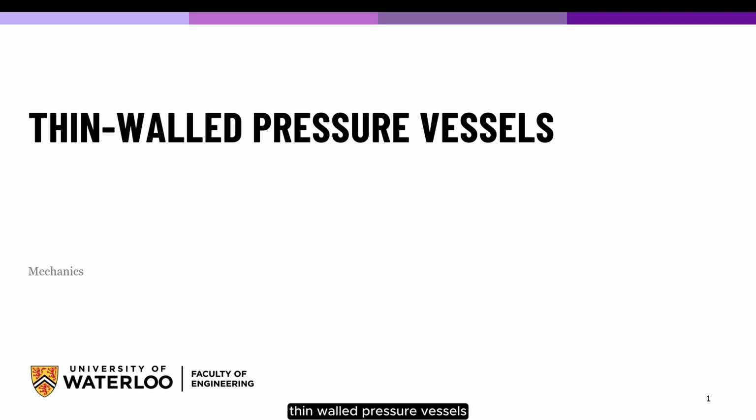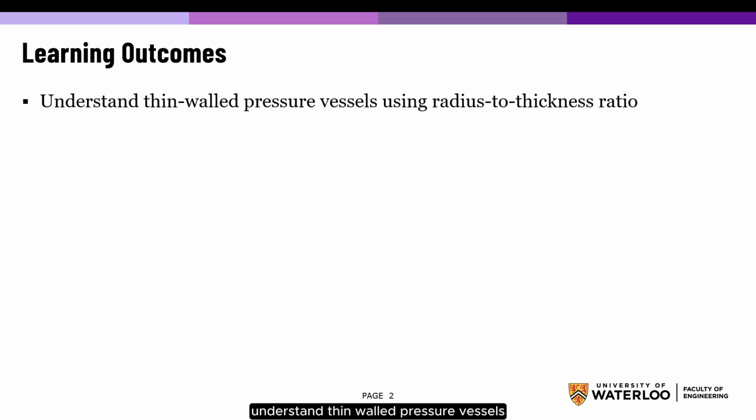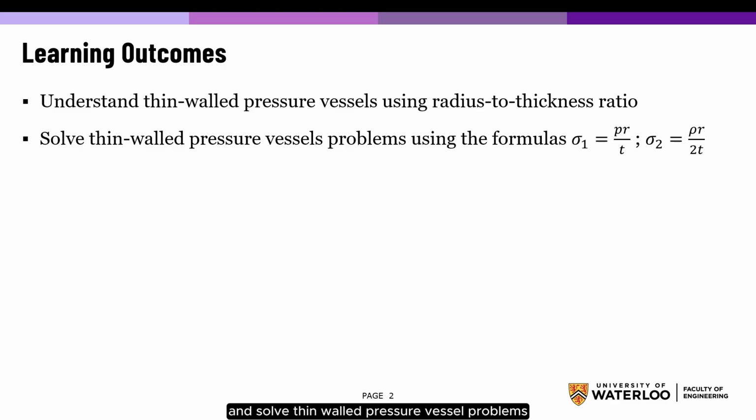Thin-walled pressure vessels. Let's look at some of the learning outcomes. Understand thin-walled pressure vessels using the radius to thickness ratio, and solve thin-walled pressure vessel problems using the formulas stress 1 is equal to PR over T and stress 2 is equal to PR over 2T.